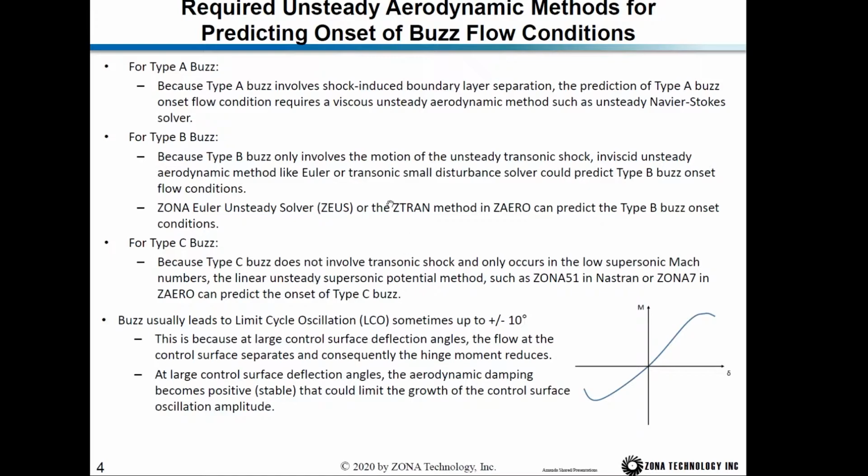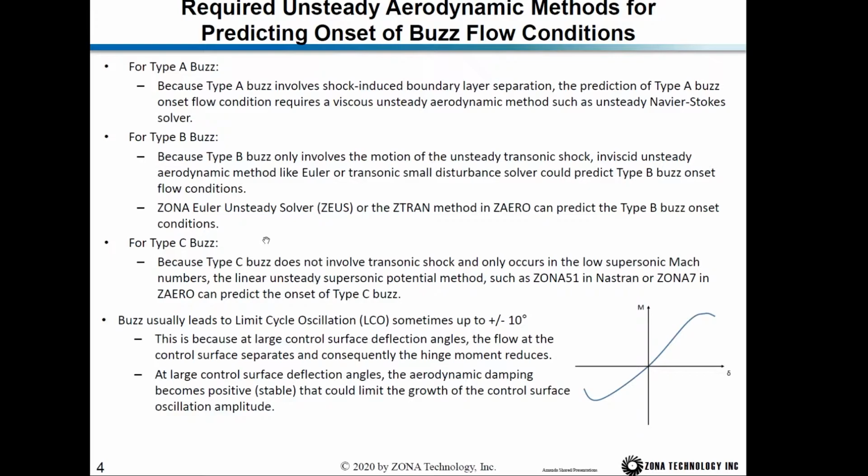For type A buzz, because it involves shock-induced boundary layer separation, the prediction of the type A buzz onset flow condition requires a viscous unsteady aerodynamic method, such as the unsteady Navier-Stokes solver. For type B and type C buzz, because it only involves the motion of the unsteady transonic shock, an inviscid unsteady aerodynamic method, like Euler or the transonic small disturbance method, can predict type B buzz. So the zonal Euler unsteady solver or the ZTAIC method in ZAERO can predict type B buzz.